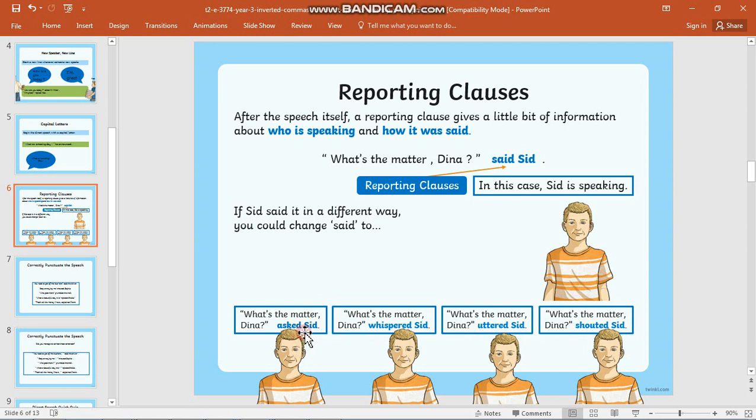The reporting clauses are the words that are highlighted in blue. And what you will notice in each of the examples is that the reporting clause, giving me the little bit of information about who is speaking and how it is said, comes after the direct speech. It does not come inside the inverted commas.